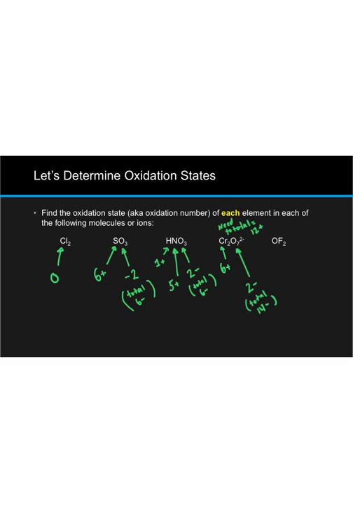In OF2, the most electronegative atom is fluorine, and it gets its preferred oxidation number, which is 1-. In total, there are 2 negative oxidation numbers produced from all of the fluorines together. So therefore, the oxygen has to have an oxidation number of 2+.